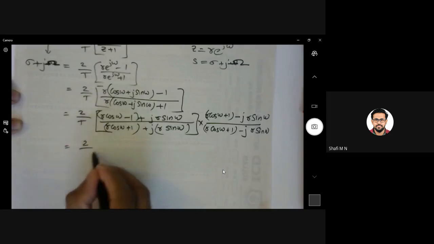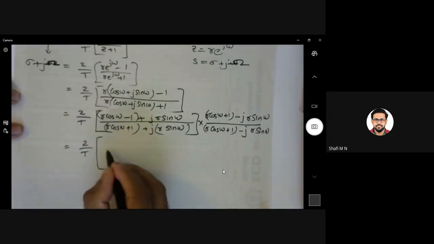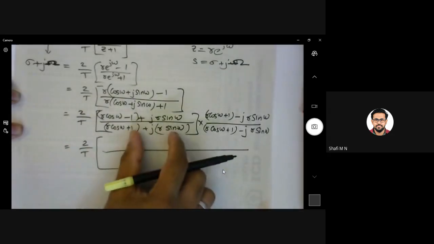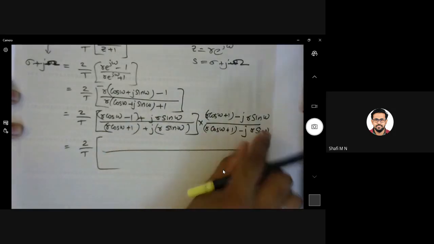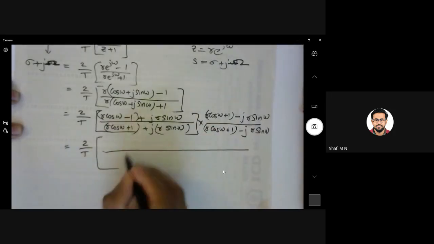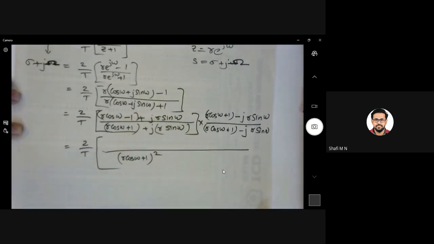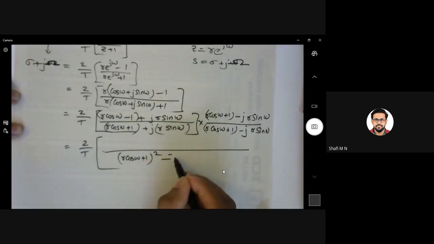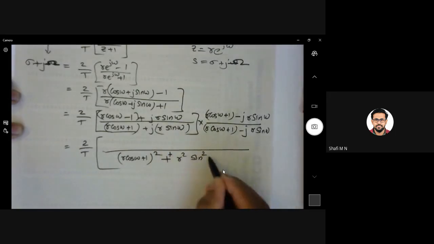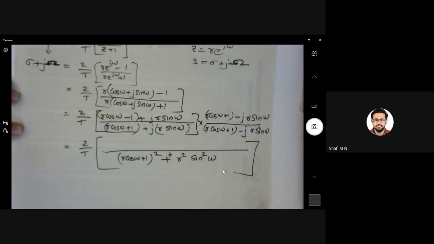So let's see the denominator first. The denominator is actually (a plus jb) into (a minus jb), so that is a square minus b square. a is this term, so a square is (r cos omega plus 1) square. Then minus b square, b is this term, square of that. j square will become minus 1, minus of minus will become plus, then r sin omega square. So that is r square sin square omega. That is the denominator.